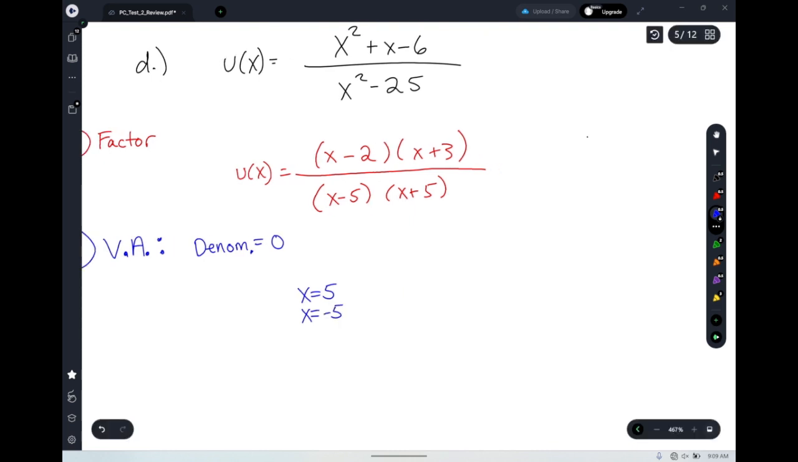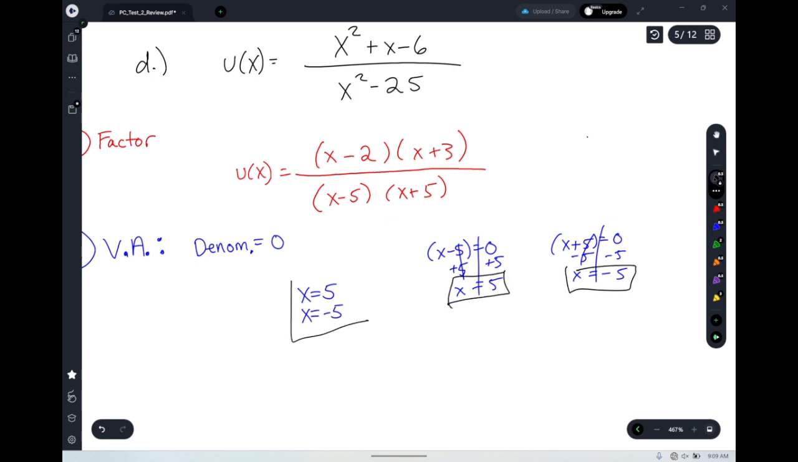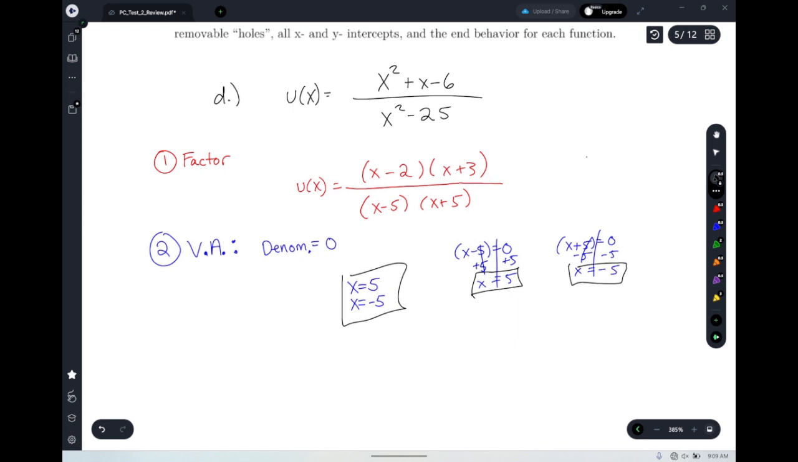If you don't like going that fast, then you just take each side of it and set it equal to 0 and do your little move over. x minus 5 equals 0. Plus 5 cancels, plus 5, x equals 5. x plus 5 equals 0. Minus 5 cancels, minus 5. x equals negative 5. There's your 2 vertical asymptotes, because the denominator equal to 0 gives you your vertical asymptotes.